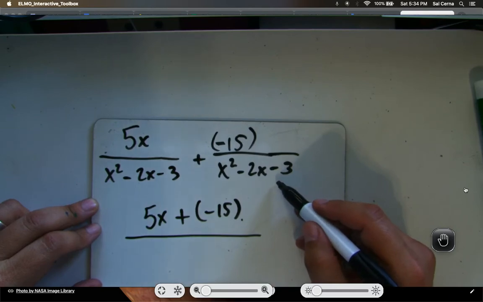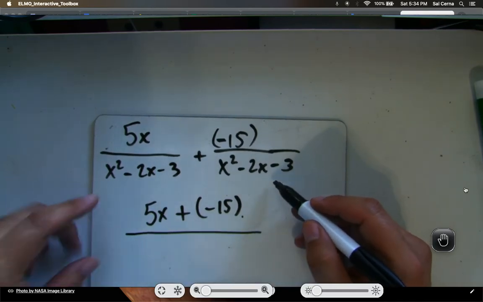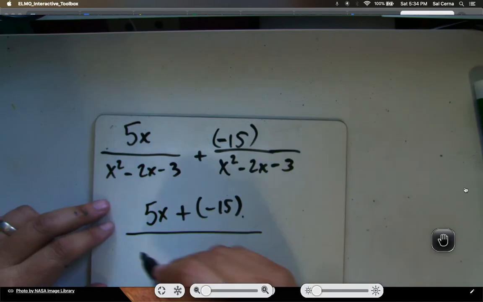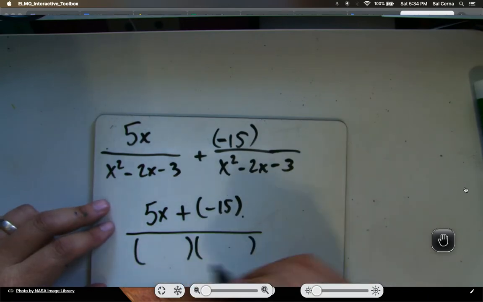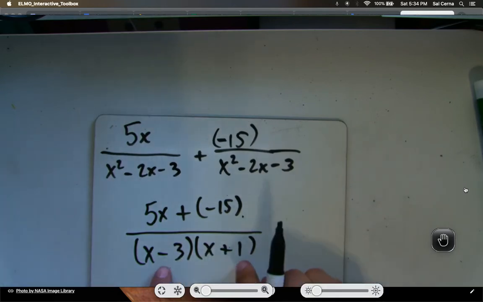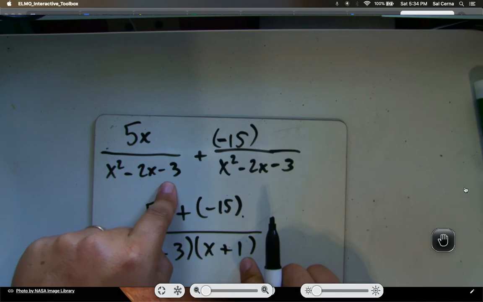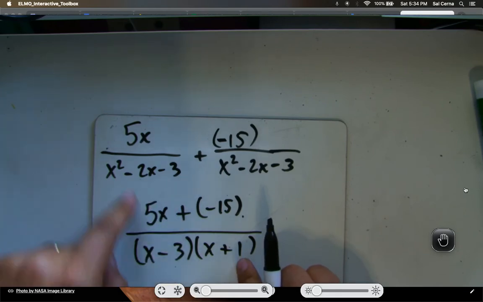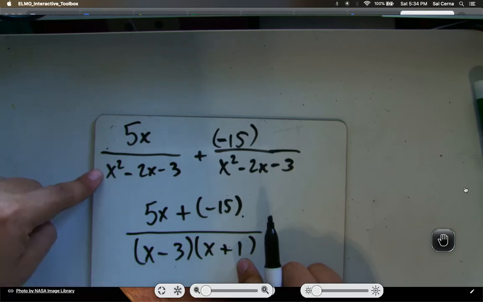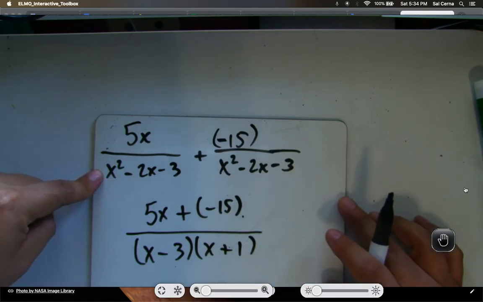Since it's identical, and based on the previous problem, I'm probably going to rewrite this as factors. And I believe the factors are x minus 3 and x plus 1. Because when I multiply negative 3 with 1, I get negative 3. When I add negative 3 plus 1, I get negative 2. The reason I was able to skip the area model here is because my leading coefficient is 1. Okay.